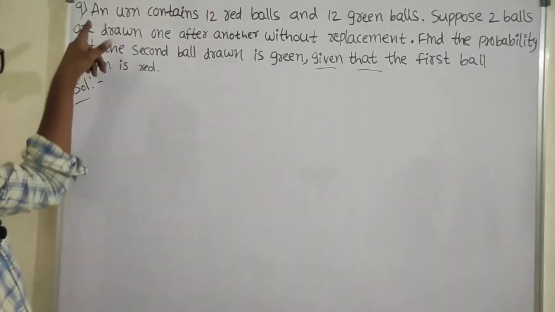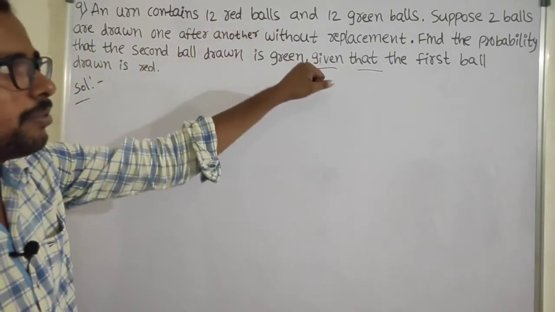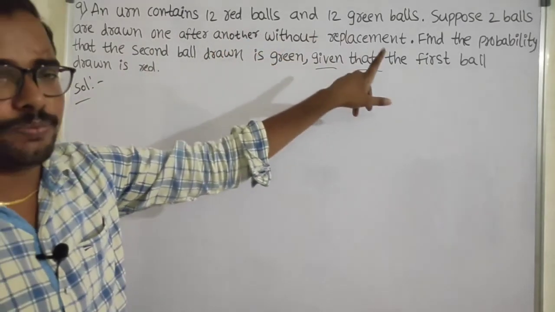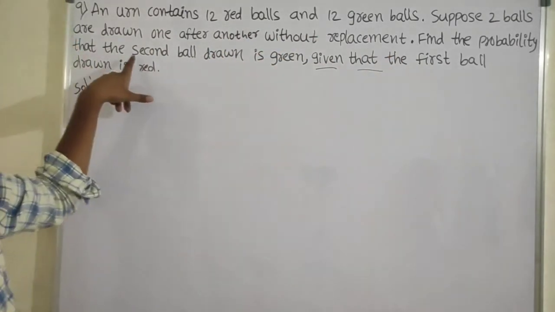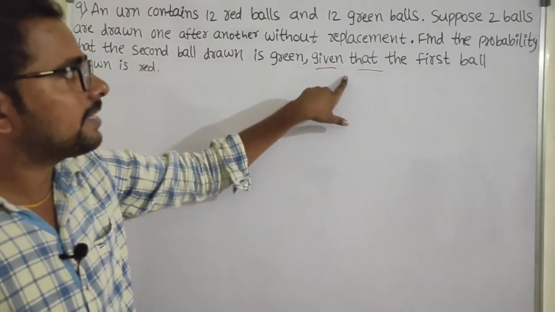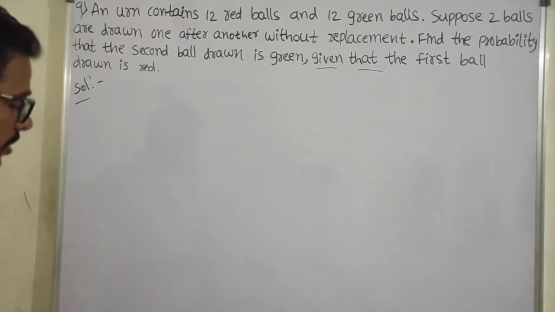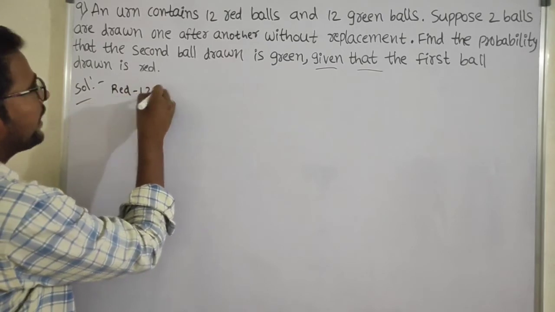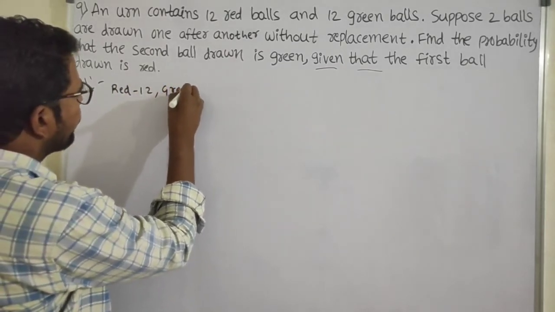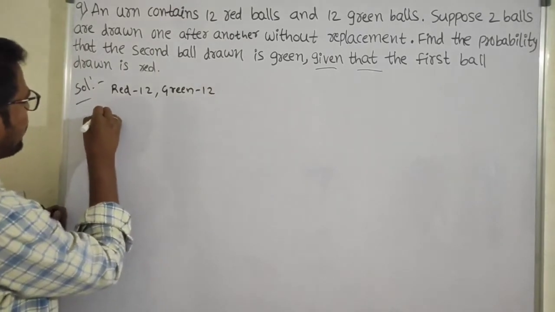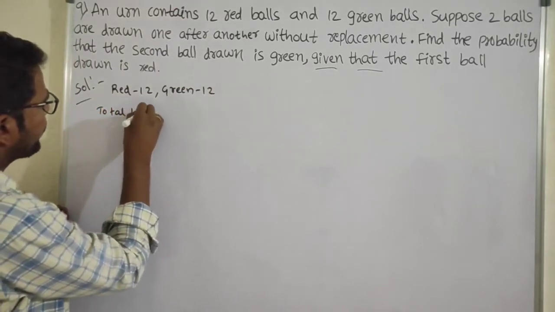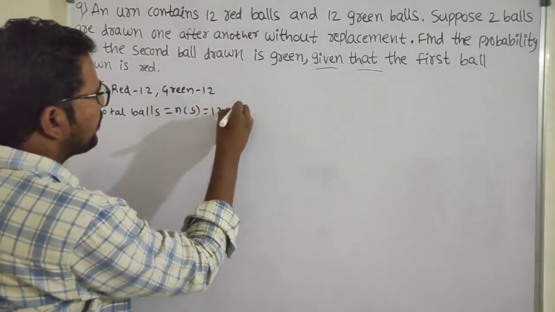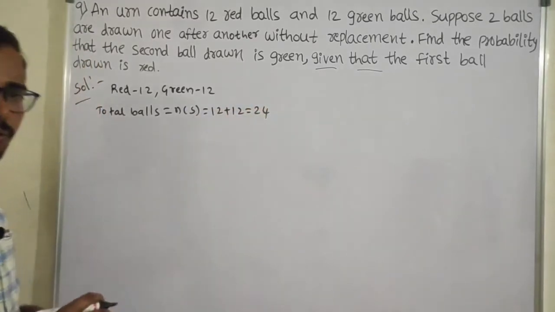Now 9th question. An urn contains 12 red balls and 12 green balls. Suppose 2 balls are drawn one after another without replacement. Find the probability that the second ball drawn is green given that the first ball drawn is red. So what are the total number of balls? Red balls are 12 and green also 12. So N of S is equal to 12 plus 12, which is 24.